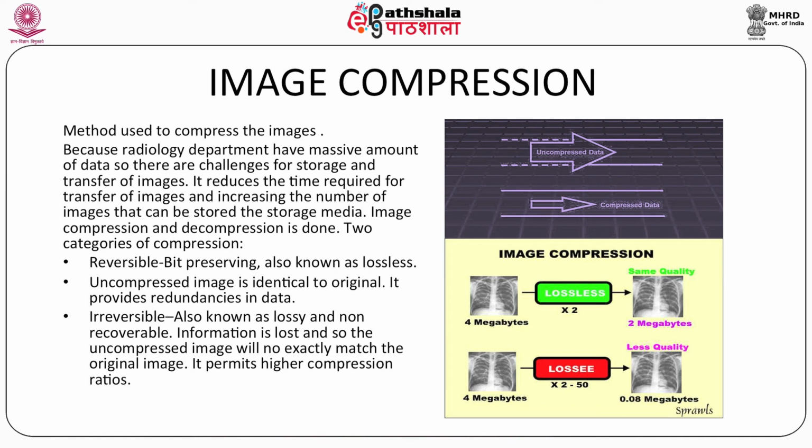There are two categories of compression. One is reversible, bit preserving, also known as lossless compression. The image is identical to the original. It removes redundancy in data. Irreversible data compression is also known as lossy, with non-recoverable information, because the information is lost, so the uncompressed image will no longer exactly match the original image. It permits higher compression ratios, as shown in this compression system in this figure, as you can see here.